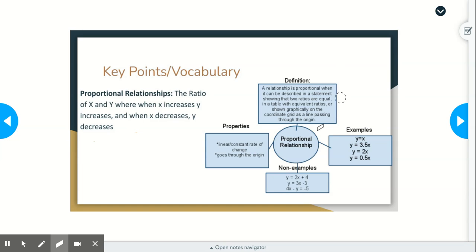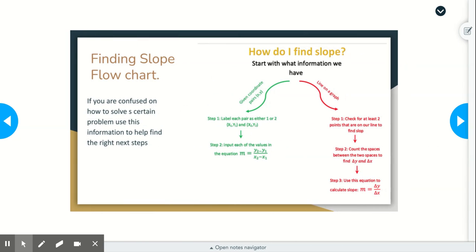And then again, over here is another visual representation that you can use. A couple of examples of proportional relationships and some non-examples. Again, if you feel like those are going to be helpful for you, make sure that you bring them along, keep them moving. Let's go ahead and continue on.